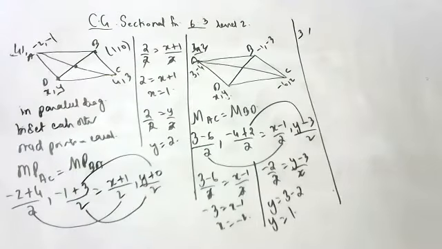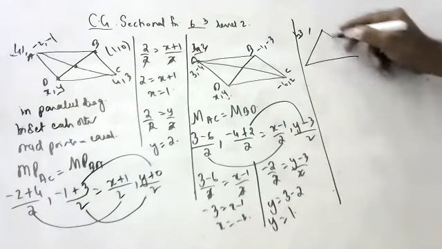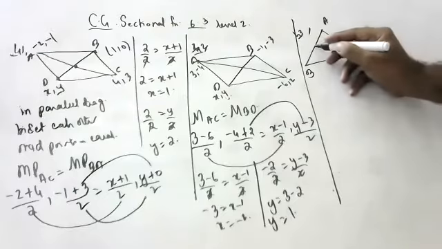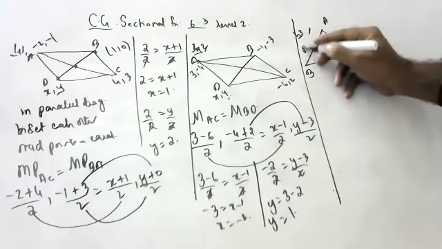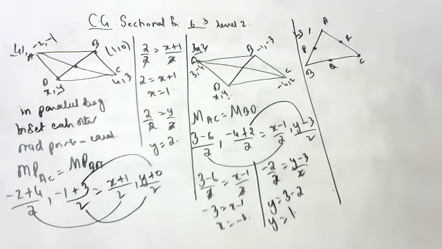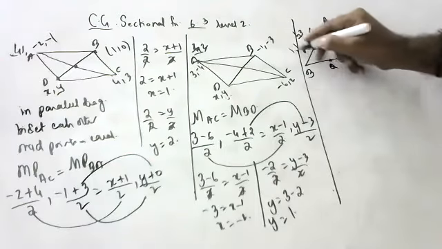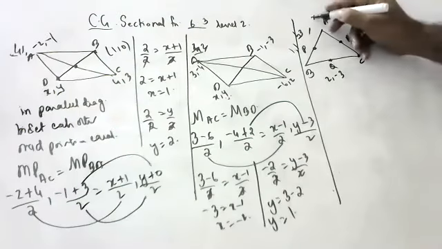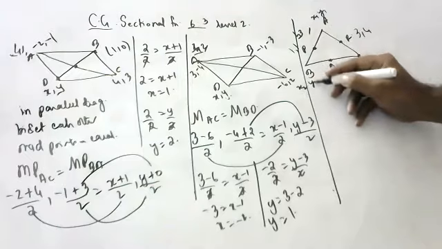Next question, the 43rd question, children. See the question. If the coordinates of the midpoints of the sides of a triangle are given, find the vertices of the triangle. So many times I have told you this question. I hope you remember it, but once again I will discuss it. The midpoints are (1, 1), (2, -3), and (3, 4). We have to find the vertices.